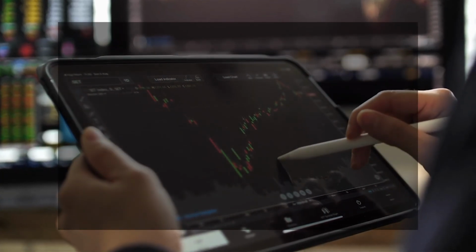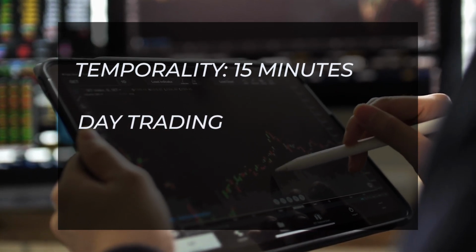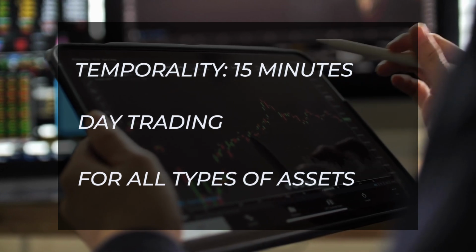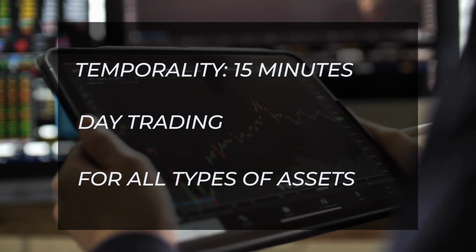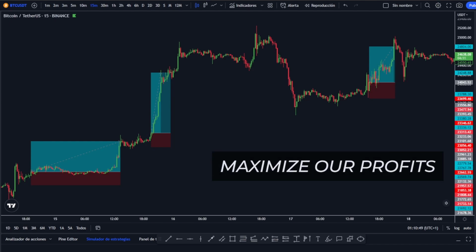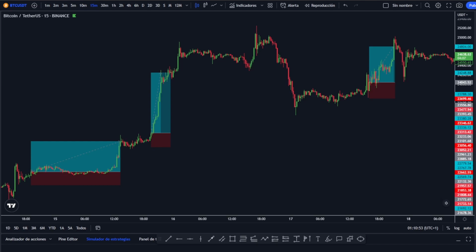It is focused mainly on a time frame of 15 minutes, so it is perfect for day trading. We can use it in all types of assets, whether forex, traditional markets and stocks, and even cryptocurrencies. It is also a very special strategy that will help us to maximize our profits in these trend movements, which will not have a fixed coefficient of operation, but there will be times that we even get ratios of 10-to-1 or 20-to-1. It all depends on the strength of the trend.